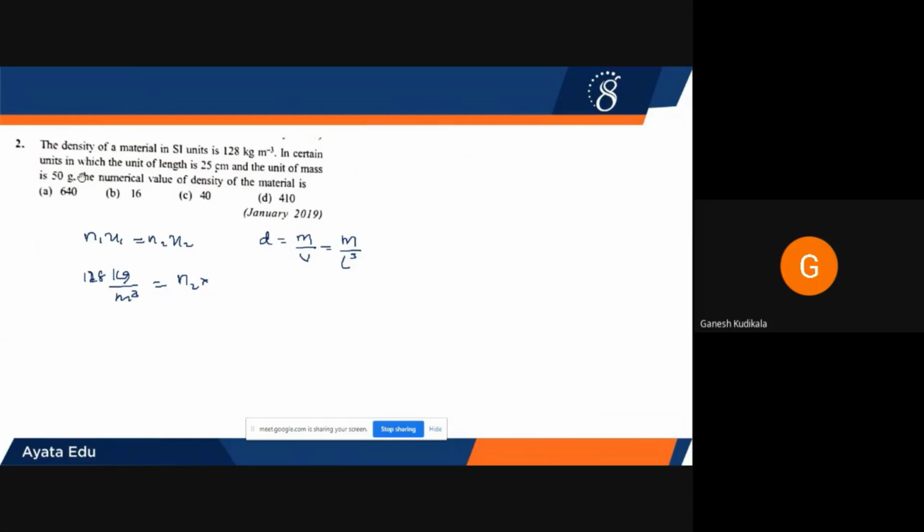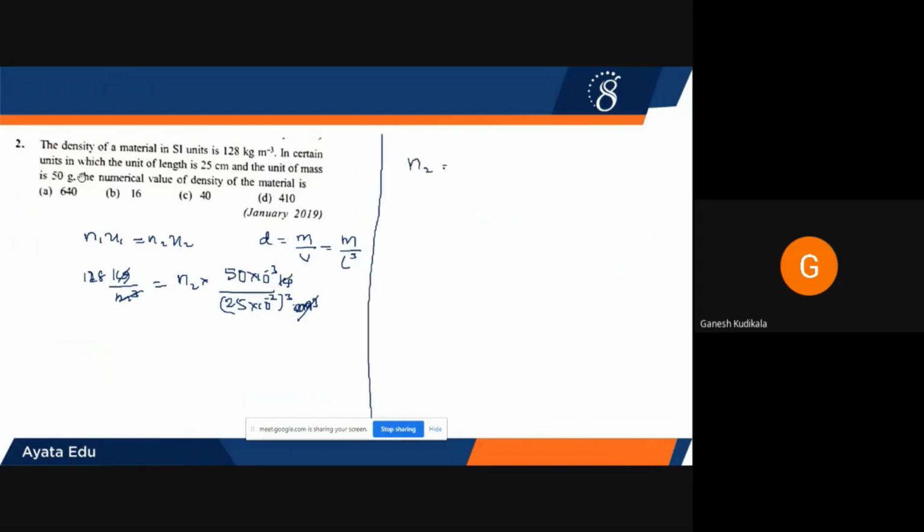Okay, mass will be measured in 50 grams and length will be measured in 25 centimeters. 1 gram is equal to 10 to the power of minus 3 kg, because kg will get cancelled. Divided by length, 25 centimeters: 25 into 10 to the power of minus 2 whole cube, because centimeters has been converted into meters. Meter cube gets cancelled. Kg gets cancelled.